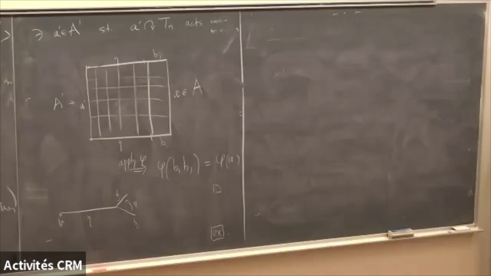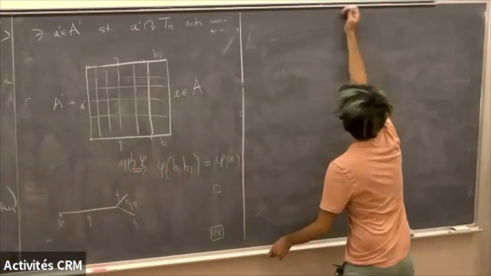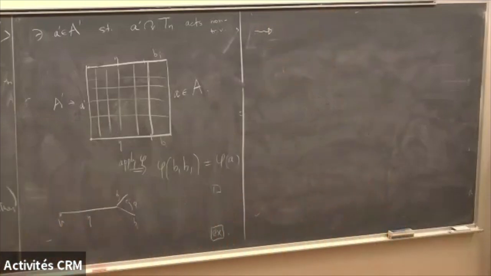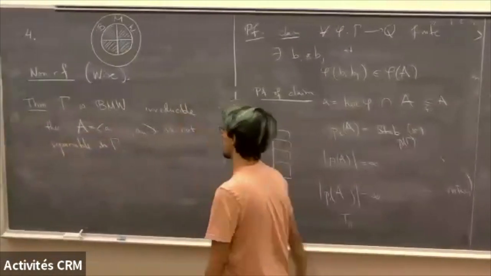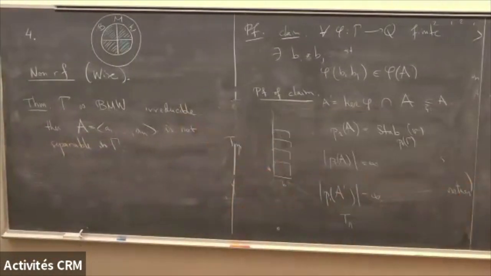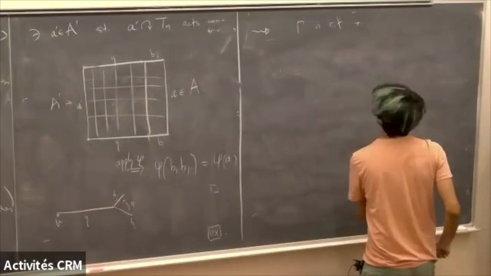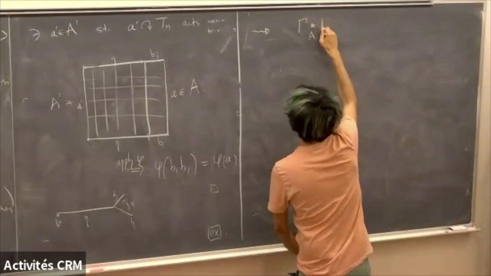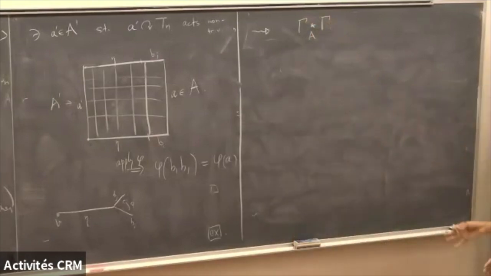Okay, so how do you cook something that's non-residually finite? So we have this guy gamma and this non-separable subgroup. Take two copies of gamma and glue them along A. This is again a BMW group. It's not too difficult to see.